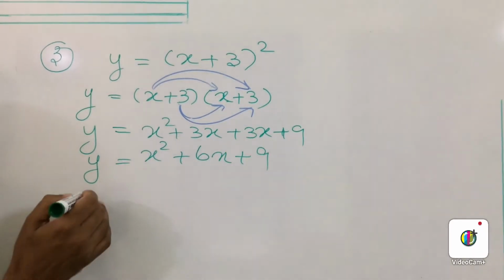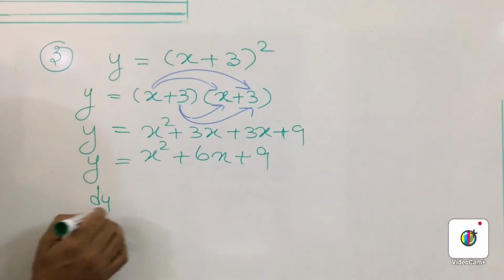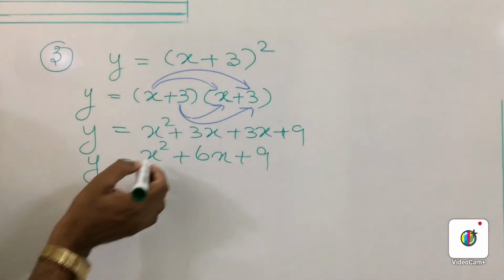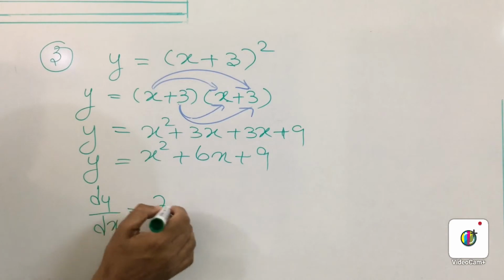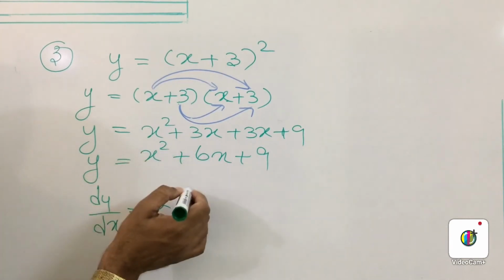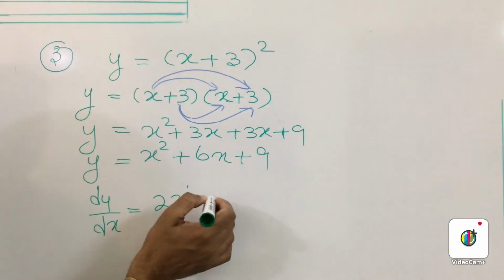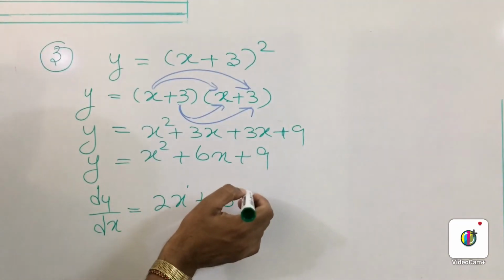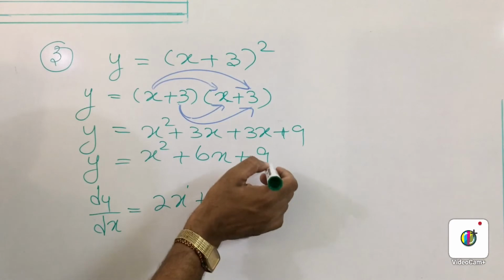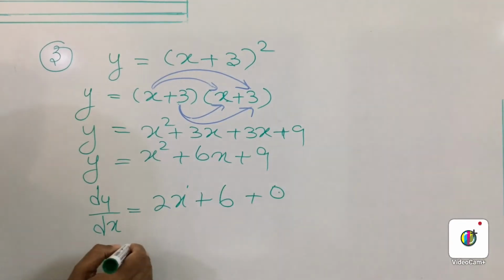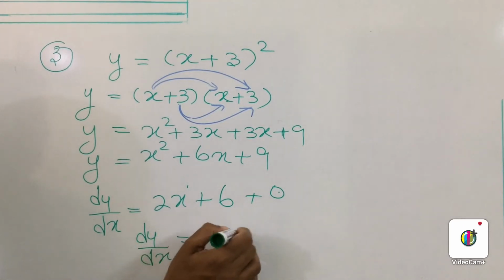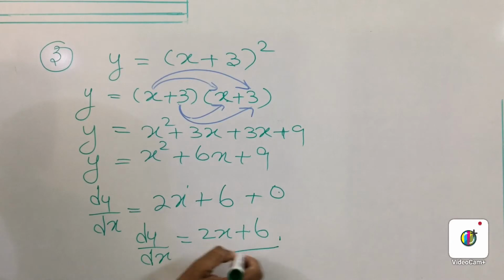Now you can differentiate y with respect to x, dy over dx. You take this 2 in front: 2x to the power 2 minus 1, which is 1, plus 6x, differentiation of 6x is 6. Differentiation of the number 9 is 0. Therefore dy over dx, we got 2x + 6.